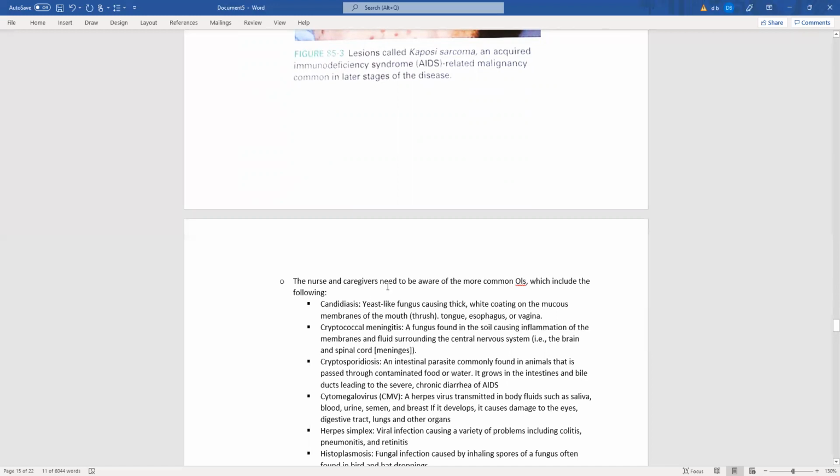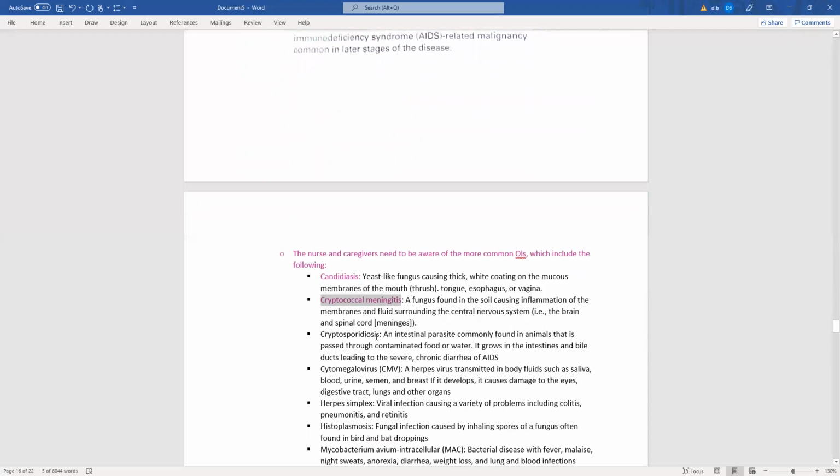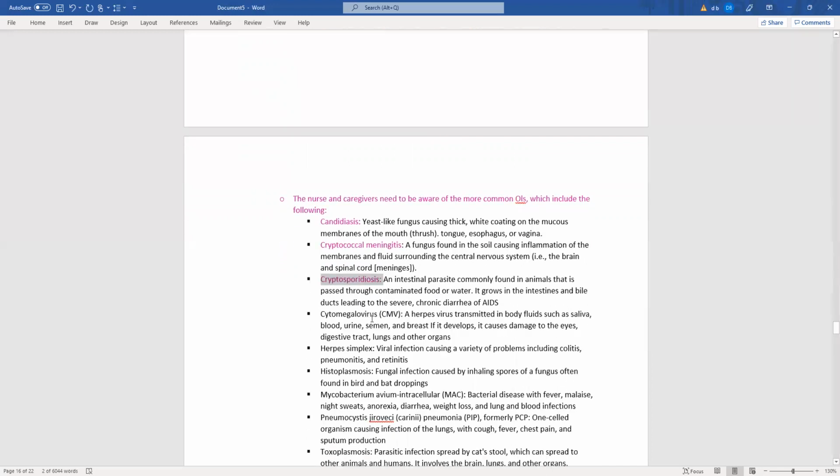Candidiasis, that's the yeast infection, with a thick white coating like cottage cheese; cryptococcal meningitis; cryptosporidiosis; cytomegalovirus.